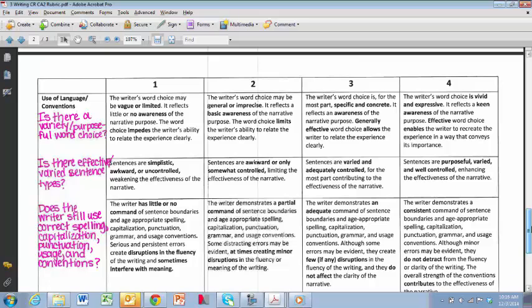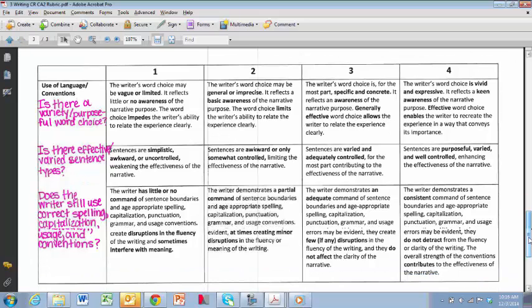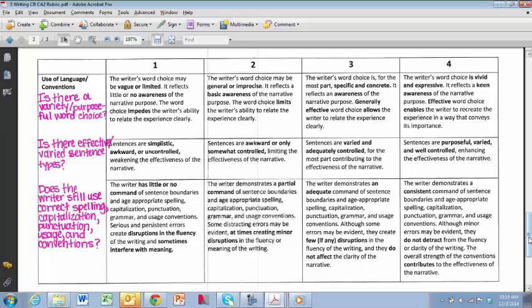The last strand is on use of language and conventions. This has to do with 3 things: word choice, sentences, and spelling, capitalization, punctuation usage. So it's not all punctuation, for example. If they don't have a single period throughout the whole thing, that doesn't mean they automatically get a 1 for language and conventions. It just means that they don't have a good command of sentences, but their word choice may still be strong.